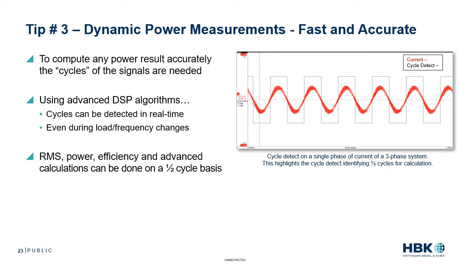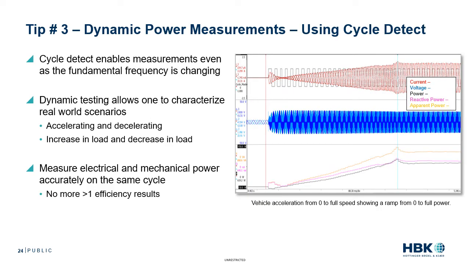Also providing a recording of the cycle time or cycle detect signal, as seen in the diagram, looks like a square wave. It gives an added layer of transparency to the test by letting users know how the calculation was done. Here's an example of vehicle acceleration from 0 to full speed. Now the top signals include the 3 phases of current plus the cycle detect signal. In the middle are the 3 phases of voltage, and on the bottom are the values calculated for every half cycle for active power, reactive power, and apparent power.